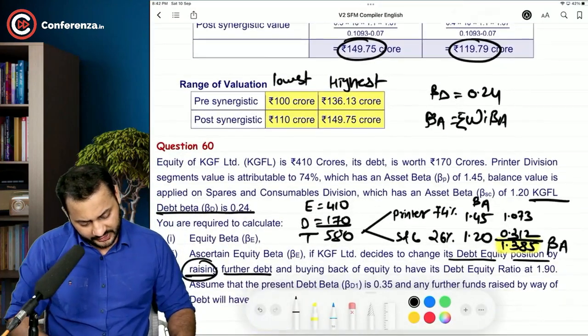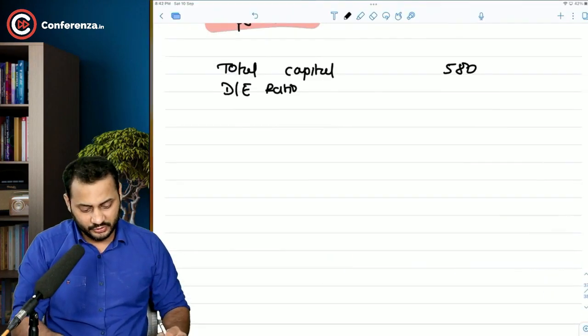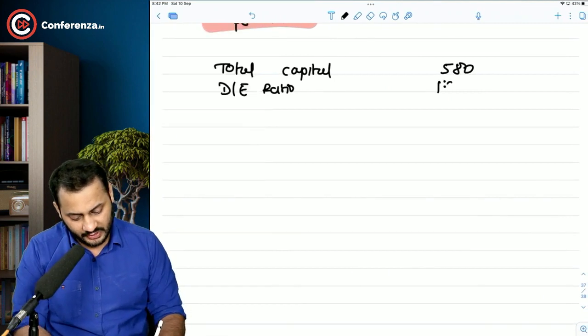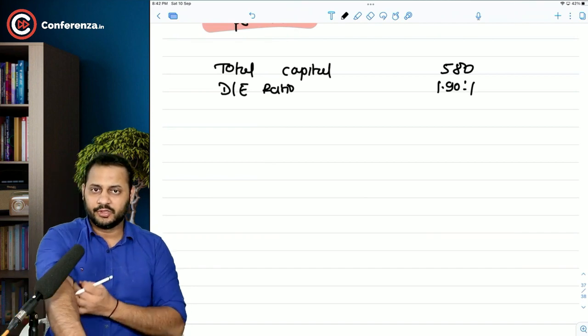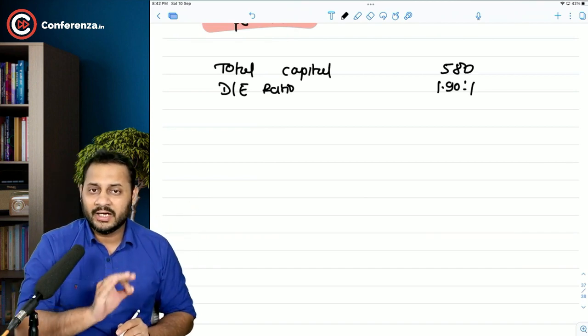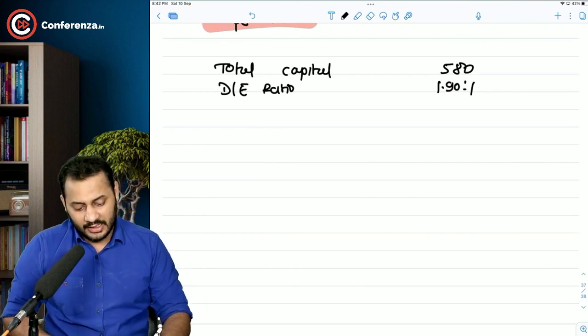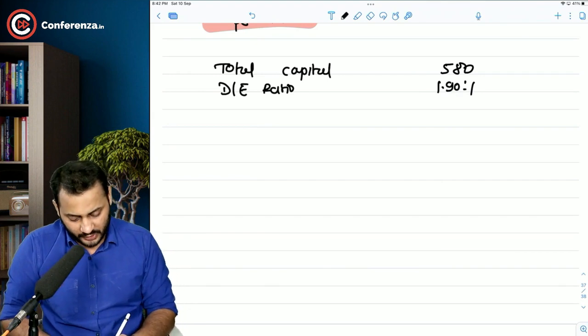What is the debt equity ratio required? The debt equity ratio has to be 1.9 is to 1. Okay. How much is the total then? 1.9 plus 1, 2.9 rupees is the total capital, and out of 2.9, the debt ratio will be 1.9 by 2.9. So have a look.